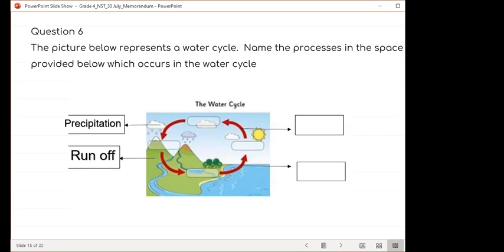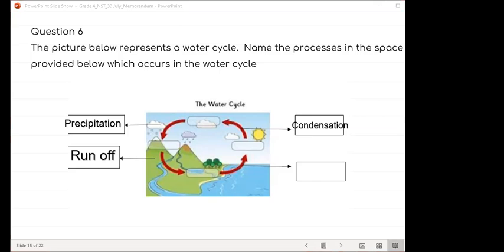Now let us move to the right hand side, the top rectangle here. Tyron, what is the process that is taking place here? Condensation. Beautiful. So it is condensation. I see Dante also agrees with you there in the group, saying it is condensation. Let's check. And indeed, it is condensation.